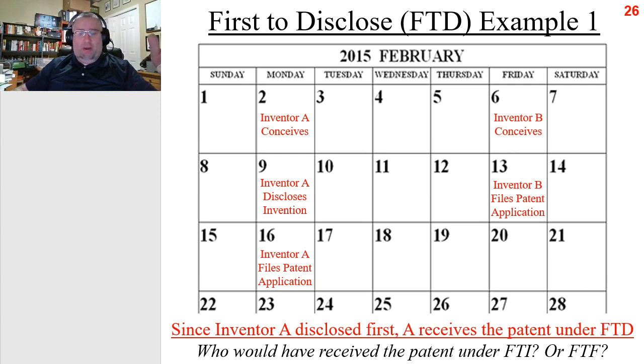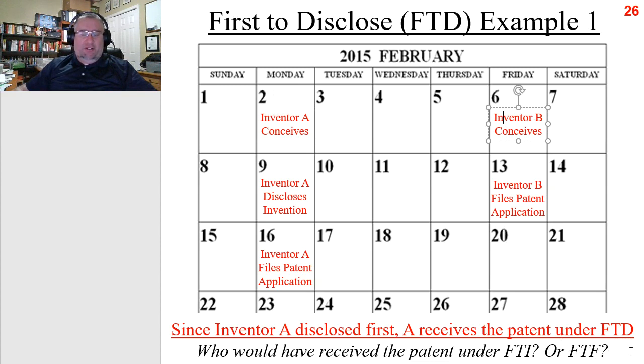Now, think about this for a second. What would have happened if we were still under the FTI system, the first to invent system? If we were under the FTI system, well, inventor A, if he or she had documented the invention correctly, would still get the patent, even though he or she had filed later, because of the date of conception, which was the 2nd of February, as opposed to inventor B conceiving of it on the 6th.